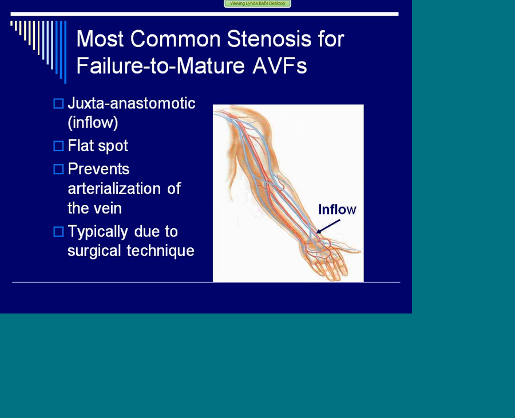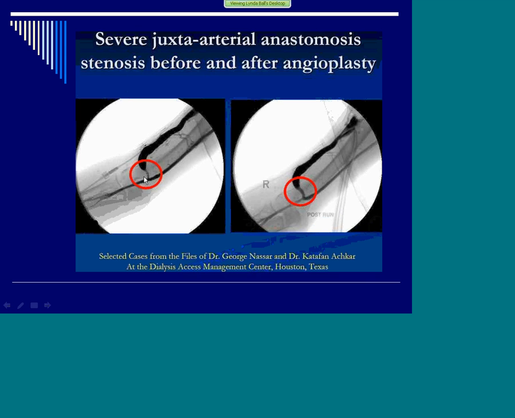Now, you can see right here in the circle, this real tiny area, that is a juxta-anastomotic stenosis. And so we really need to have that open because we're not going to develop anything that's usable when it's this small, because we need that flow to come over here. And then you can see afterwards, after they did an angioplasty and put a balloon in there, they increased that and were able to have that flow increase.